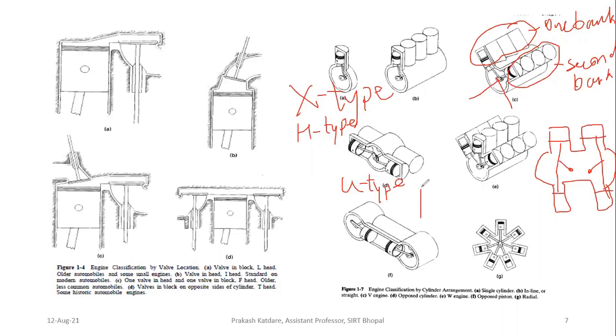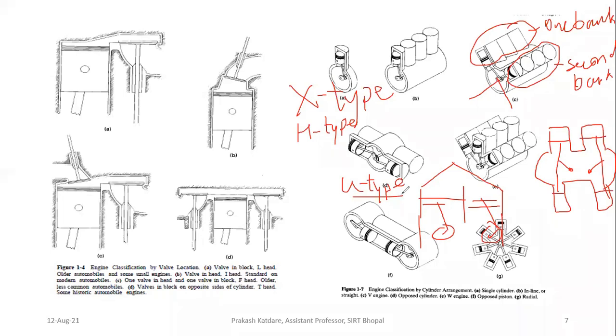In this U type, we don't have pistons in the opposite direction, but in the same direction. That is, in one cylinder block, we have two different pistons, each operated by two different camshafts. This is a U type of IC engine.